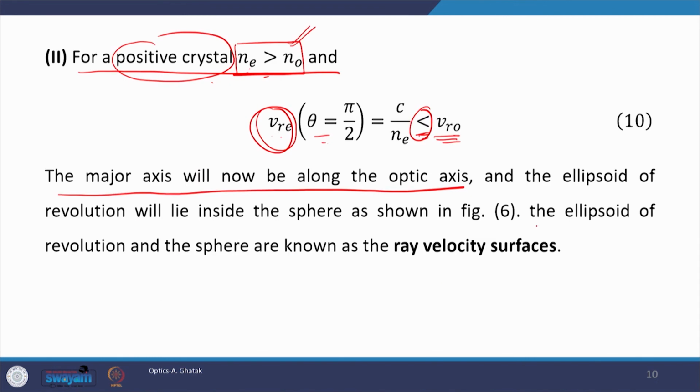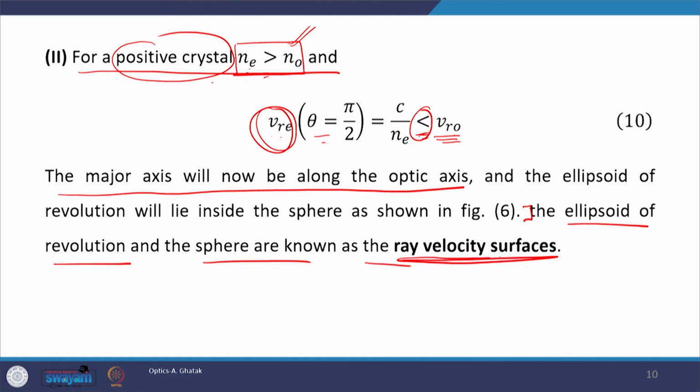Now, the ellipsoid of revolution and the spheres are known as ray velocity surfaces. These are the snapshot which is taken at a lapse of some time after the rays had started from point source S at time t = 0. And these surfaces are called ray velocity surfaces. Now, this is all for the introduction of double refracting medium or double refraction.